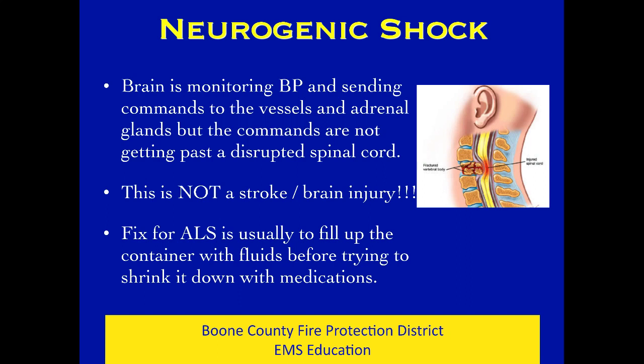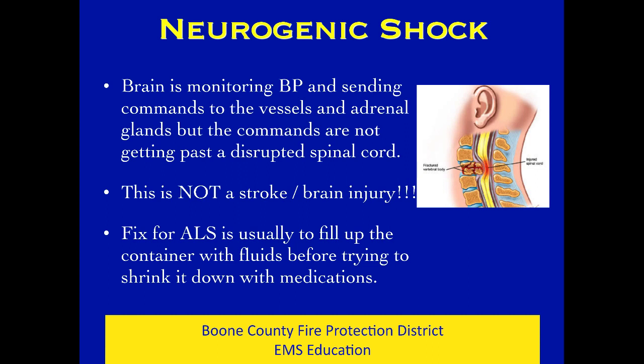And so neurogenic shock is not from elevated intracranial pressure. Neurogenic shock is because the cord is damaged either temporarily or compressed or kinked, or there's swelling. So it's either a temporary or permanent damage to the cord, and the brain is unable to send commands to the blood vessels and the adrenal glands and the heart to compensate.